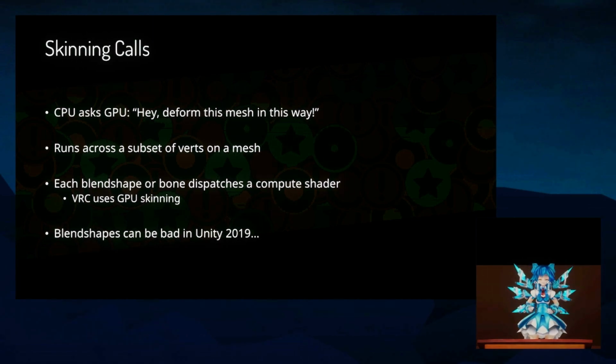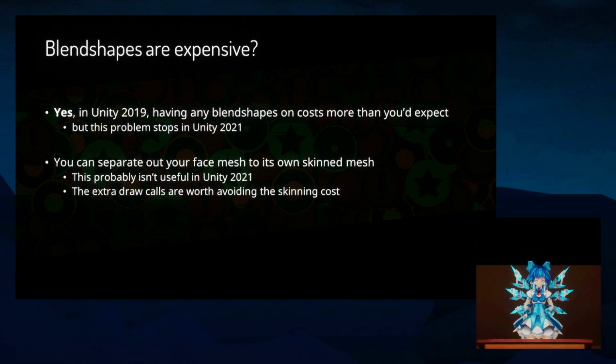This is important because it's how moving around your arms and having blend shapes and that kind of stuff happens. This is all done in compute shading on your graphics card. But it can be bad in some cases, specifically in Unity 2019, where blend shapes are really expensive. Apparently having any blend shapes at all costs more than you expect, and it expands over time. So if you have multiple blend shapes, it's not great.